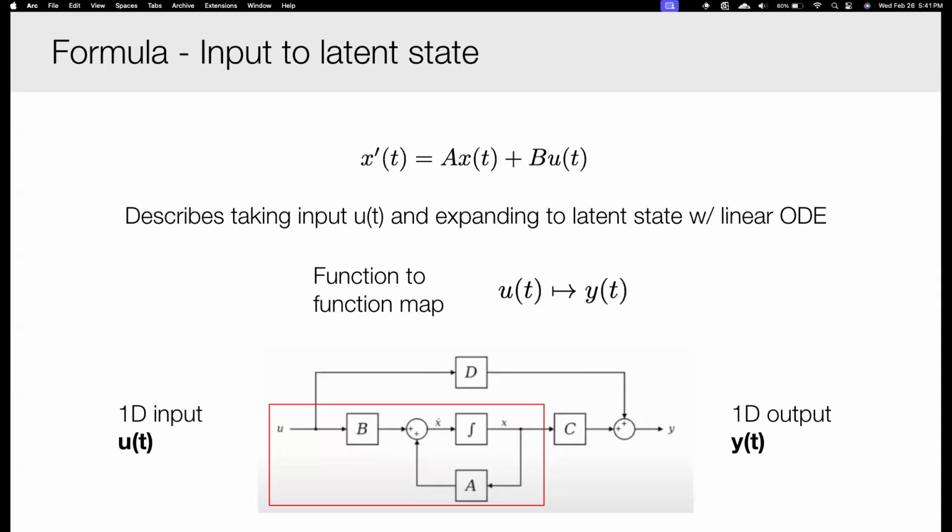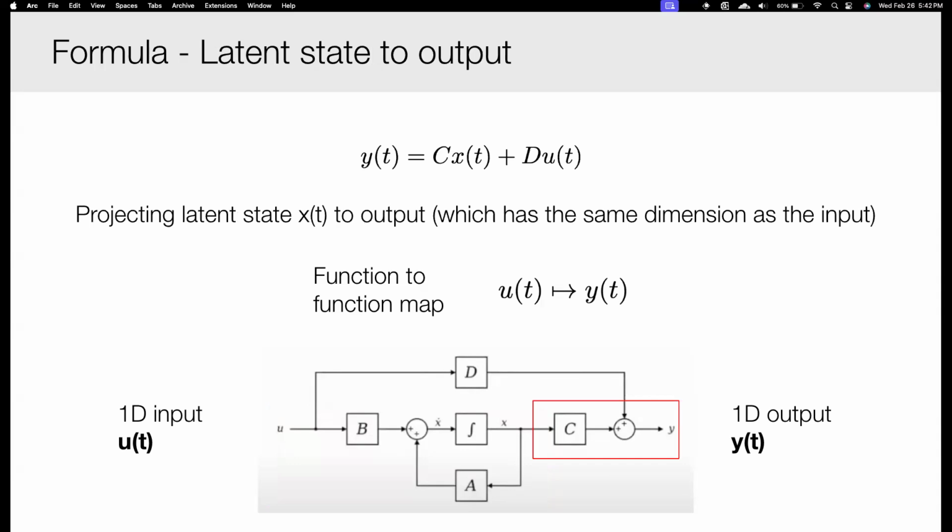Now going back to this, the first formula takes your input, which is u(t), and your current state x(t), and gives you the next state, which is x prime (t). So it's basically moving from one state to the next state using the input and the current state. Your output y(t) is generated from your current state and D, which is a matrix that takes your input and maps it directly straight to your output. You can think of D like a skip connection.